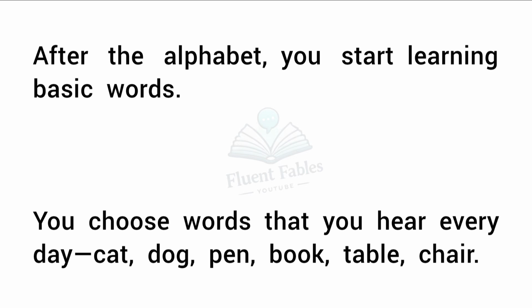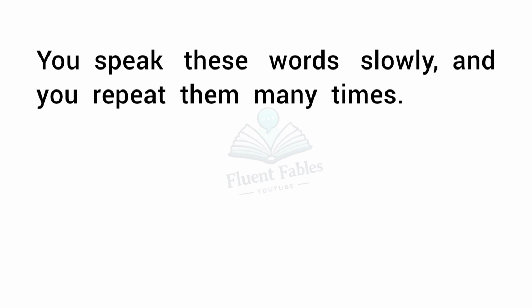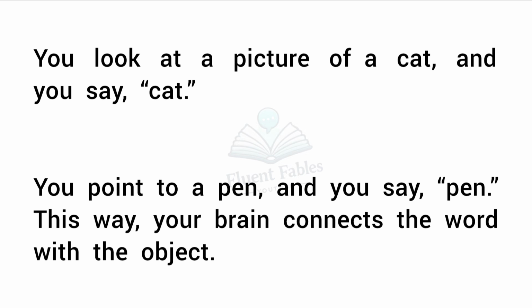After the alphabet, you start learning basic words. You choose words that you hear every day. Cat, dog, pen, book, table, chair. You speak these words slowly, and you repeat them many times. You look at a picture of a cat, and you say, cat. You point to a pen, and you say, pen. This way, your brain connects the word with the object.